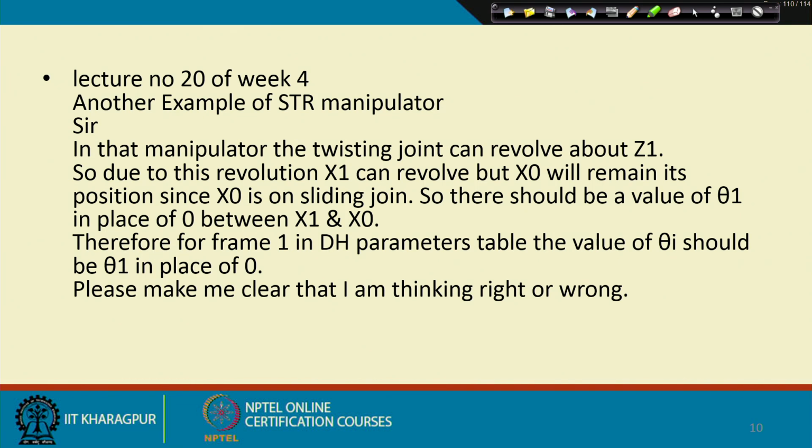Now, the lecture number 20 of week 4, another example of STR. I have already taken one STR, that is your sliding joint, that is a linear joint, translating joint and the revolute joint, that type of manipulator, and I think I have discussed how to assign the coordinate system, and how to carry out this particular kinematic analysis. Now, here I think you please make me clear. Whatever you have written here, I have read it.